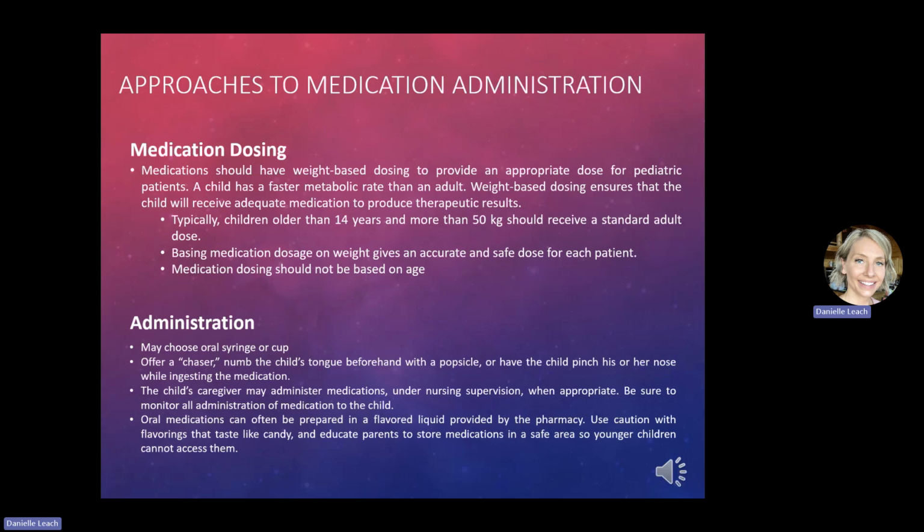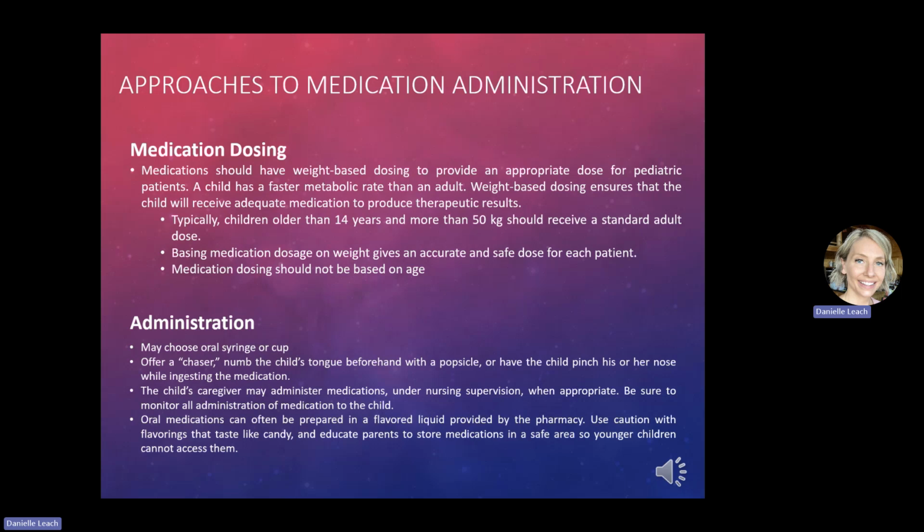Approaches to medication administration for this age group. So medication dosing. This applies to all age groups, but for pediatrics, we use weight-based dosing to provide an appropriate dose for kids. Children have faster metabolic rates than adults, so making sure that we're using weight-based dosing, make sure that the child is getting the adequate amount of medication. So this means we need to make sure that we are getting accurate weights.